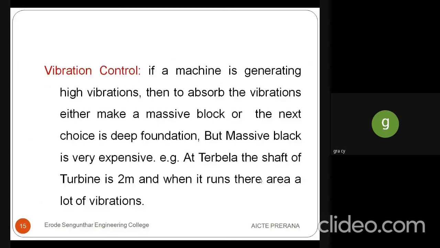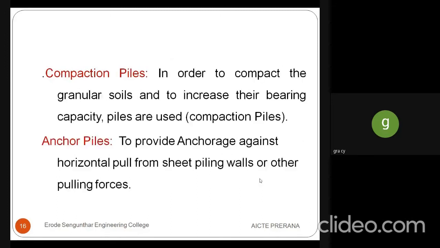Then the next thing is vibration control. If a machine is generating high vibrations, then to absorb the vibrations, either make a massive block, or the next choice is deep foundation. But a massive block is very expensive. For example, at Tarbela, the shaft of the turbine is 2 meters, and when it runs there, the area has a lot of vibrations.